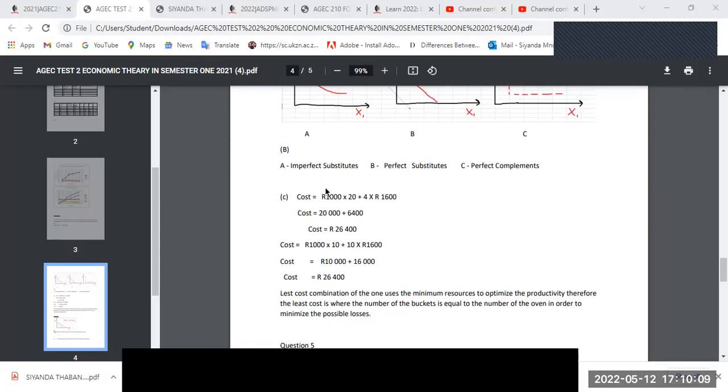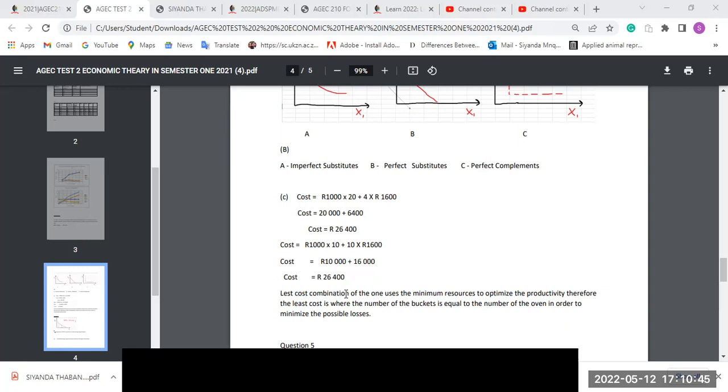So the first cost was 1,000 that needs to be paid for maintaining these 20 ovens, plus the 4 bakers that are available multiplied by 1,600, which is the amount that is required for hiring just the labor. Then that is how we came up with the least cost combination for the first one, and we also do the same thing for the second, 10 and 10.